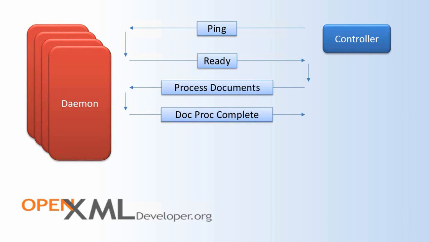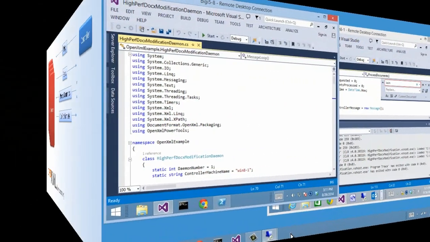If those documents happen to be invalid documents and the Open XML SDK wouldn't open them, we want to know about that. And further, we want to know whether that process hung or took too long. After the document process complete message is sent back to the controller, it knows that that particular daemon is now free, and it sends a new request to process some additional documents.